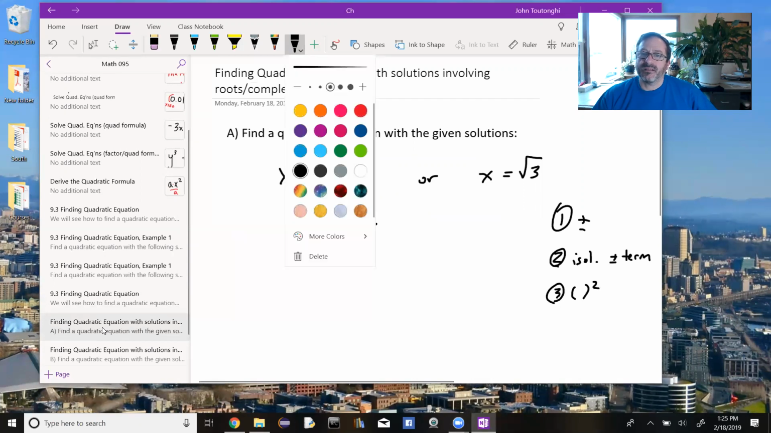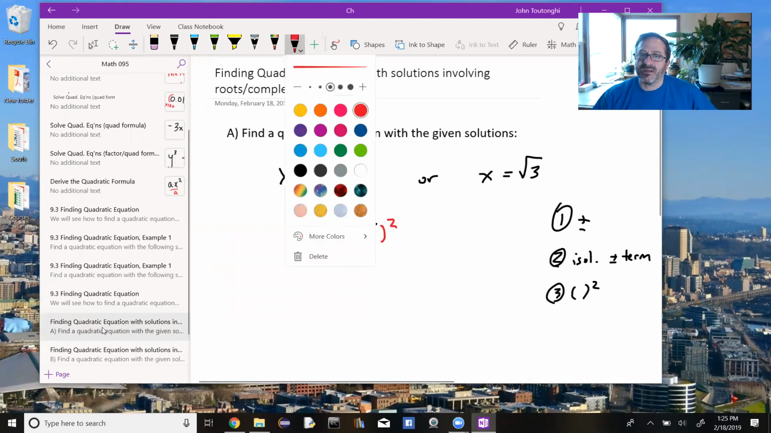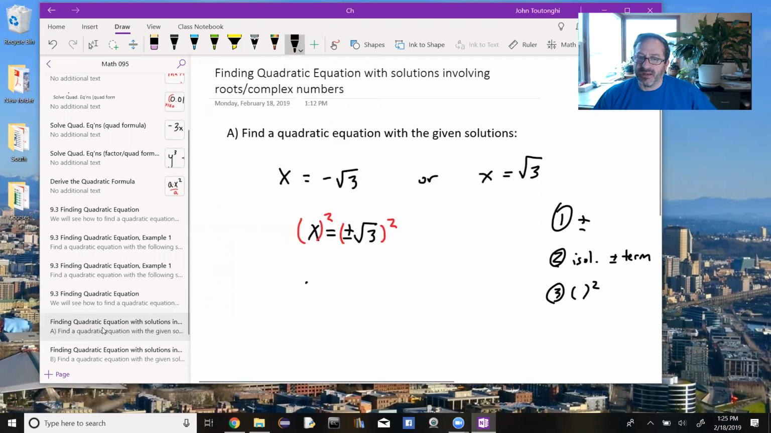So come back up here. We square the left side of the equation. We square the right side of the equation. When we square the plus or minus, a positive squared is a positive, a negative squared is a positive, so that plus or minus goes away. And we get x squared equals, well, root 3 squared is 3. And we're done. All we have to do now is set this equal to 0.